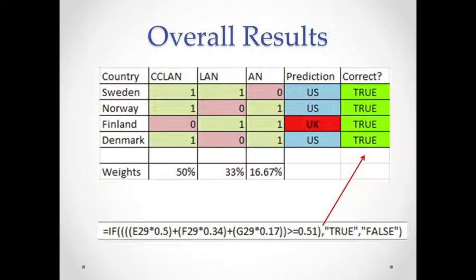For the overall results, we can see that no country was classified as being in line with its prediction for all three sets of data. Sweden did not have the AN set of data in line with its prediction. Norway and Denmark did not have the LAN set of data in line with prediction, and Finland did not have the CCLAN set of data in line with prediction. Although overall, with the polling system in place, all four countries came out as being in line with their prediction.